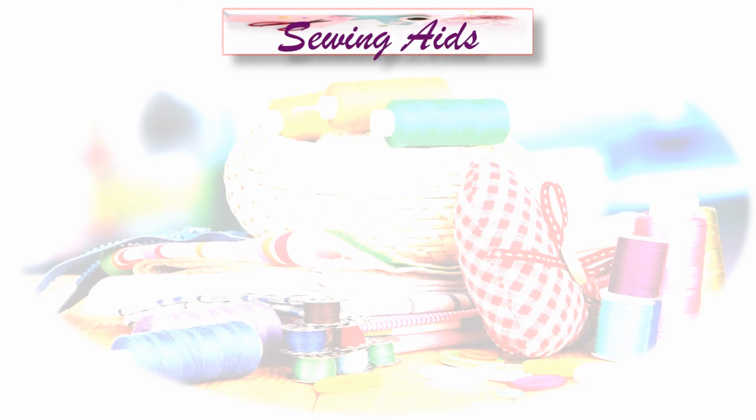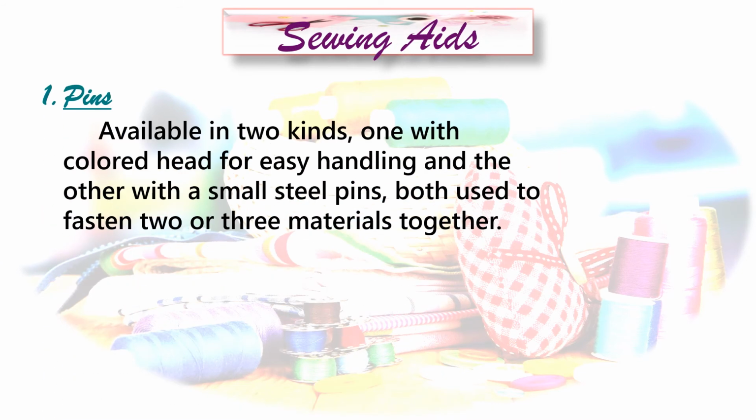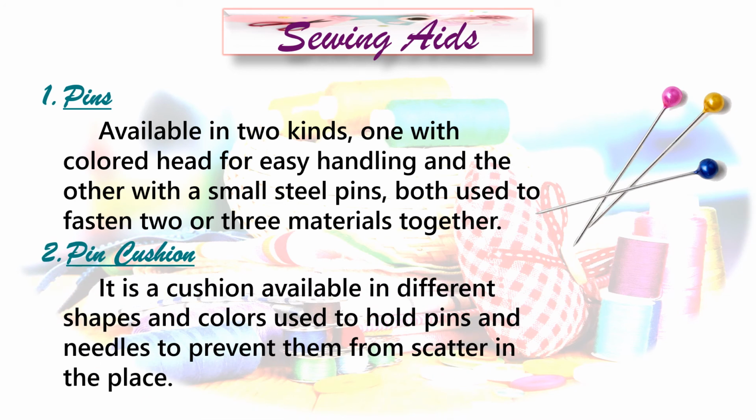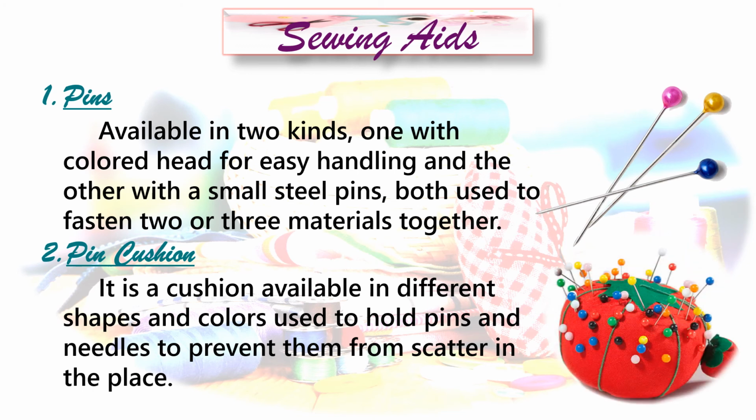Then the last one is the sewing aids. The first is the pins. It is available in two kinds, one with a colored head for easy handling and the other a small steel pin. Both are used to fasten 2 or 3 materials together. Number 2 is the pin cushion. It is a cushion available in different shapes and colors, used to hold pins and needles to prevent them from scattering around the place.